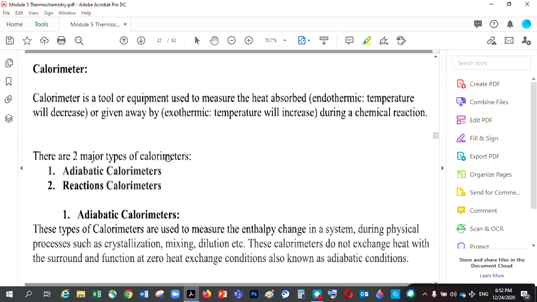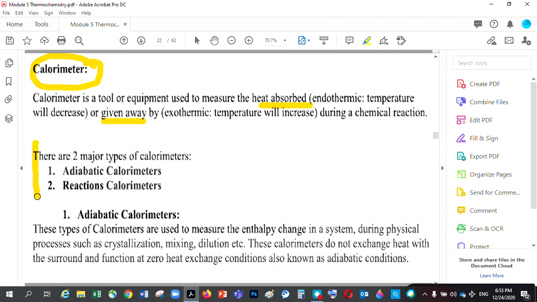So a calorimeter is a tool, as I said, or equipment used to measure. Calorimetry is the noun. Calorimeter is the subject, the tool itself. Calorimetry is the concept of measurement. But the calorimeter is the tool and equipment used to measure the heat absorbed or given away. Whether it is an exothermic or endothermic reaction, we can, with the help of the calorimeter, measure this amount of heat given off in the exothermic reaction or taken in the endothermic reaction.